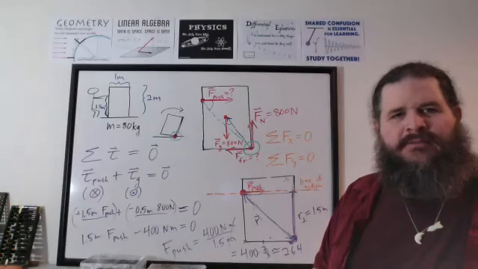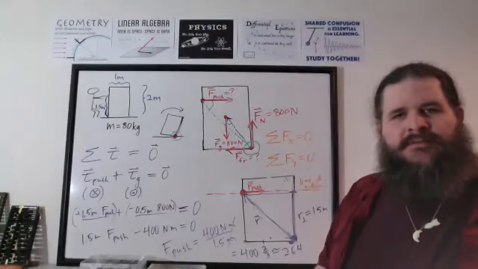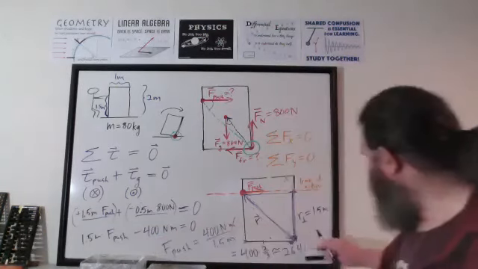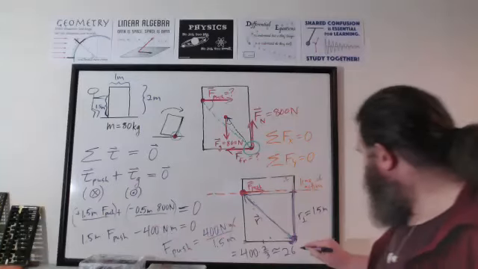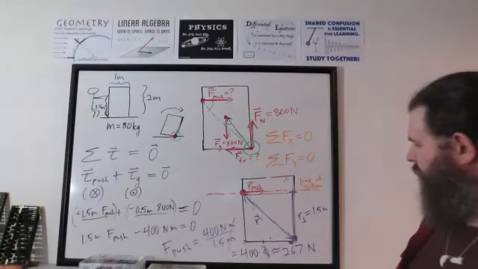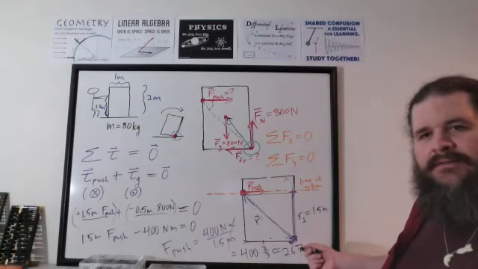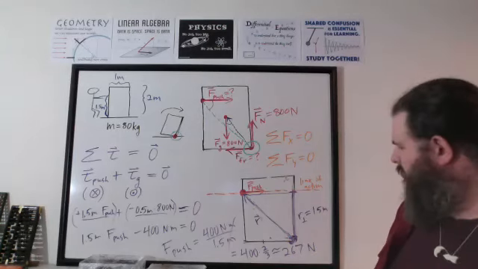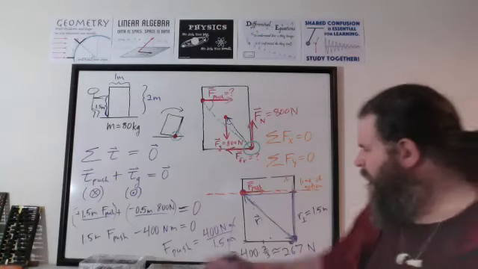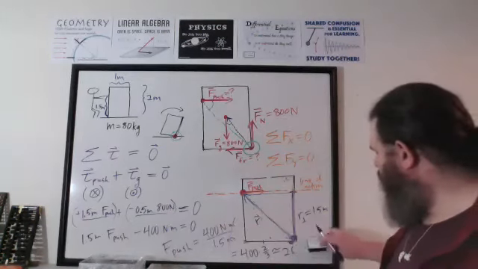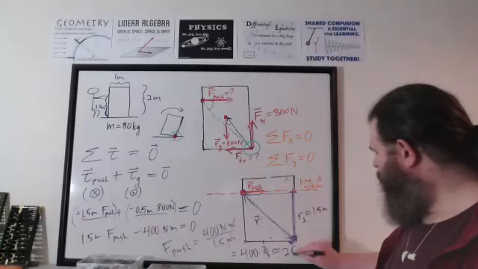Anyone want to double check the arithmetic there? 267, a little bit more than that. Thank you. So about 267 newtons. That's rounded up a little bit, right? Yeah, it's like 266.6 repeating. Yeah, so 266 and 2/3 newtons.